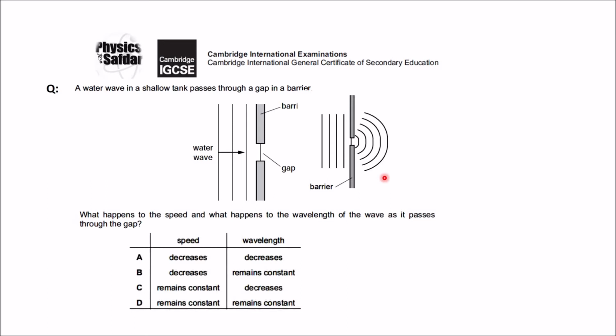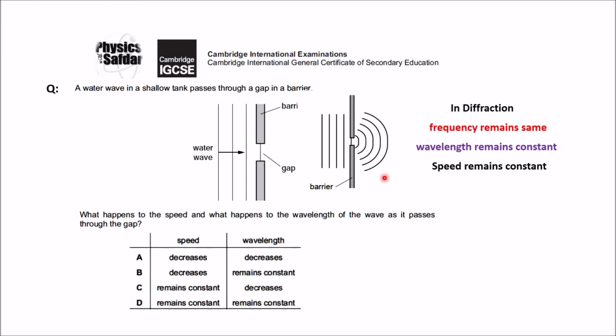What happens in the process of diffraction with the speed of the wave, its wavelength and frequency? In the process of diffraction, the frequency of the wave remains the same, the wavelength remains constant, and the speed remains constant. Now look at the options we have. Option A, speed decreases and wavelength decreases. Not correct.